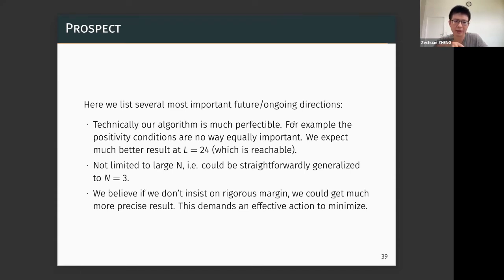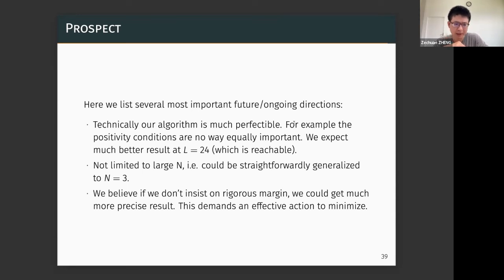The second point is our scheme. This is not at all limited to large n, as you can see from the toy model. As long as you have a positive measure, this will work. So we can expect that we can directly bootstrap matrix models like in n equals 2 and n equals 3, which means SU(2) matrix model, SU(3) matrix model, or SU(2) and SU(3) lattice Yang-Mills theory.